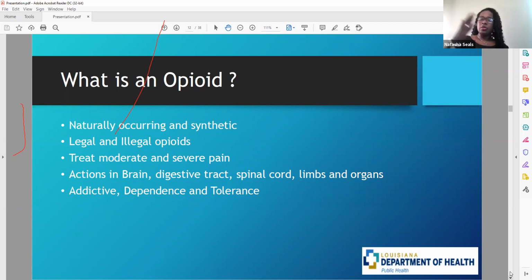And on the other side, we have our synthetics. They can be either semi-synthetic or fully synthetic, with your semis being stuff like hydrocodone or hydromorphone, or even heroin. And with fully synthetic, you have things like fentanyl, methadone, and tramadol. They can be either legal or illegal. They treat, as I said, moderate to severe pain. And the actions are all over: in your brain, the digestive tract, the spinal cord, limbs, and organs.